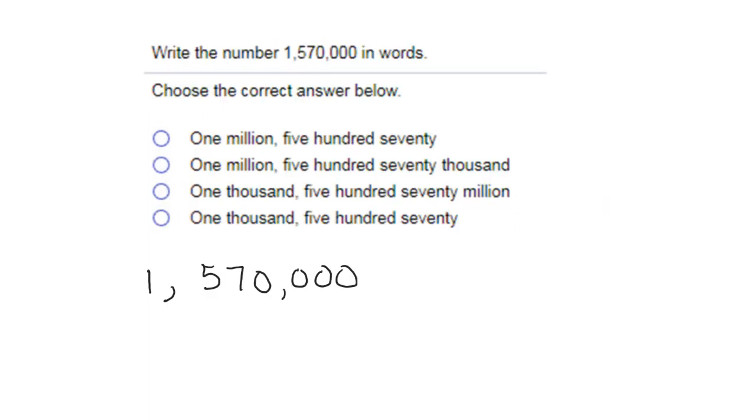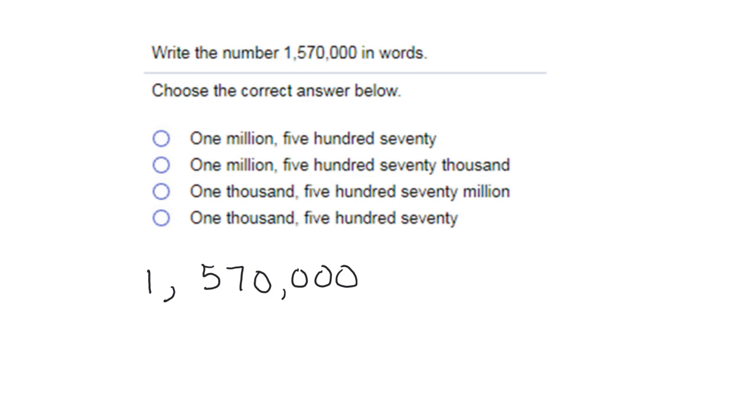As mentioned on slide 3, you will learn how to write numbers into words. For this one, we have: write the number 1,570,000 in words. This is a multiple choice question, so it's a little easier for us to pick out the right answer. However, in order to write this into words, we need to understand our periods. We know about the place value. Now we're going to look at the periods.